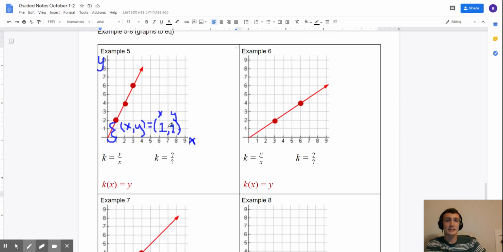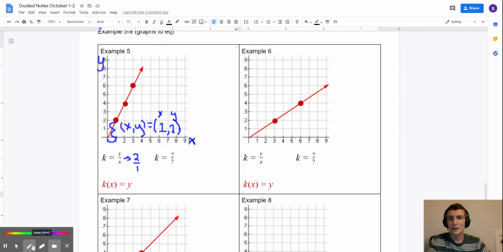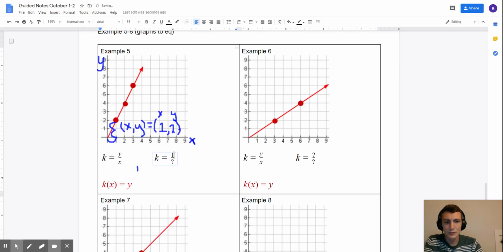Y over x. This is not 1 over 2. This is 1, 2, and that means we're going to flip this to be y is 2, x is 1. And you're going to write that in here. You're going to change k equals to 2.